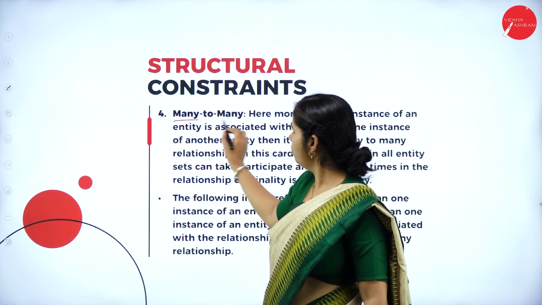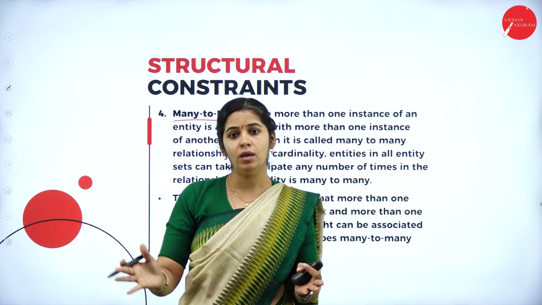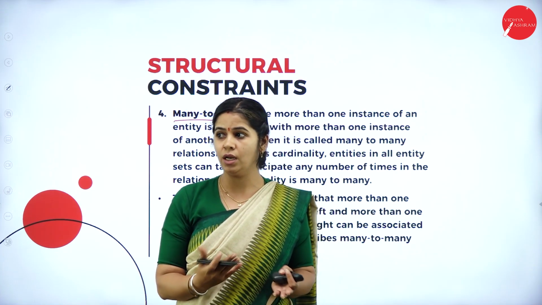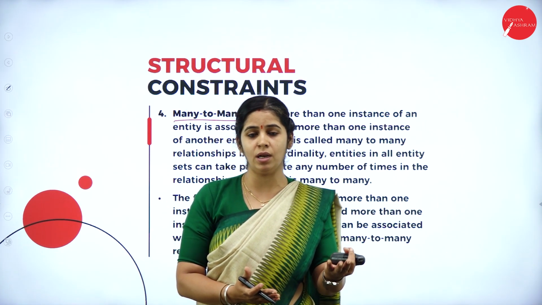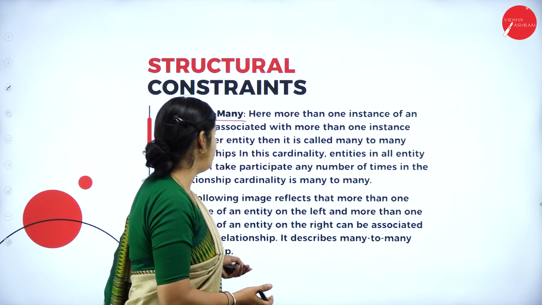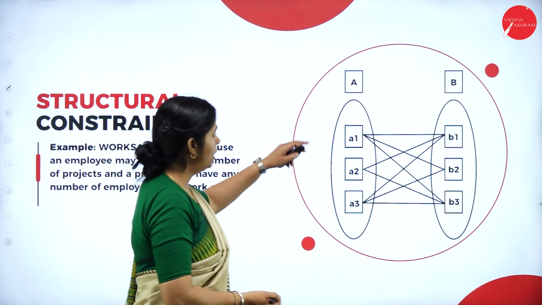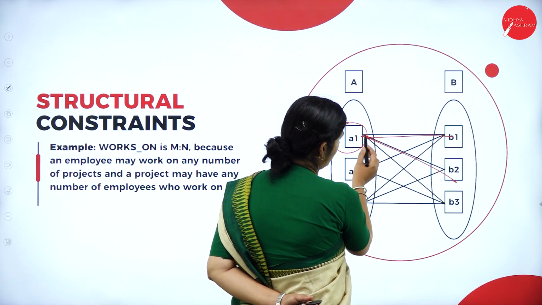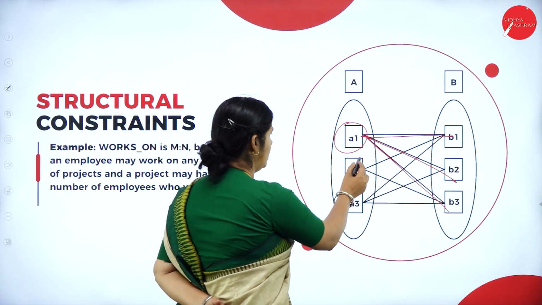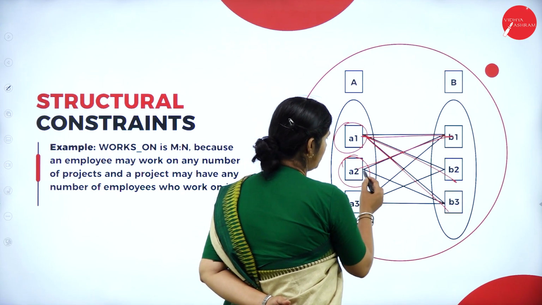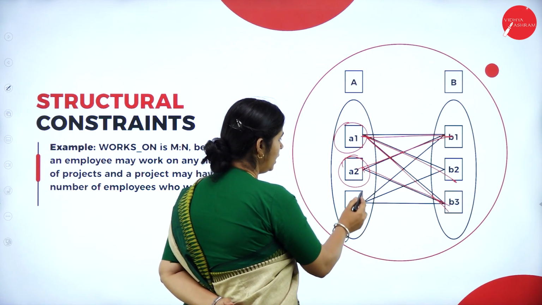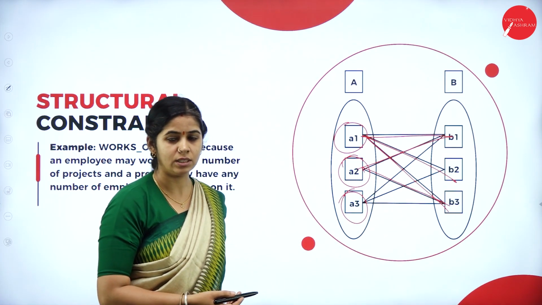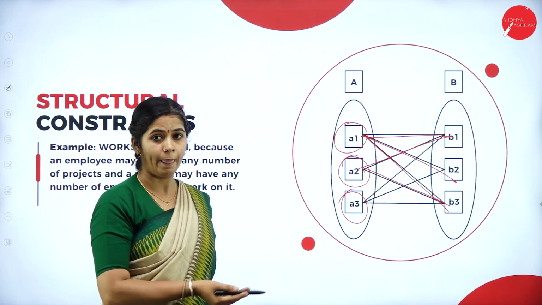Then many to many. On both sides there is no constraint on the participation. Any number of participants can participate with any number of entities, that is many to many. Here you can see A1 is participating with B1, B2 as well as B3. A2 is also participating with B1 and B3. A3 is participating with B1, B2 and B3. All the instances, that is many to many.